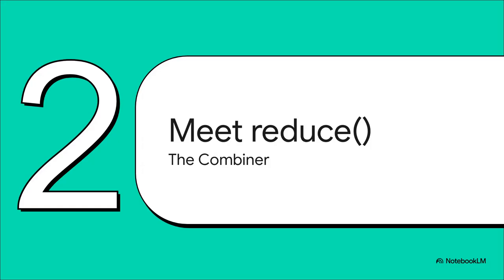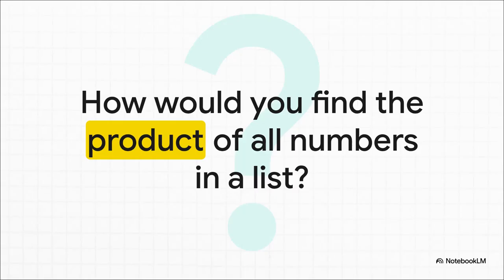All right, on to our second power tool, reduce. So, if map is our transformer, then reduce is the combiner. Its whole mission is to take a big list of things and just boil it all down to one single final value. So now we've got a totally different kind of problem. We don't want to transform each item one by one. We need to combine them.